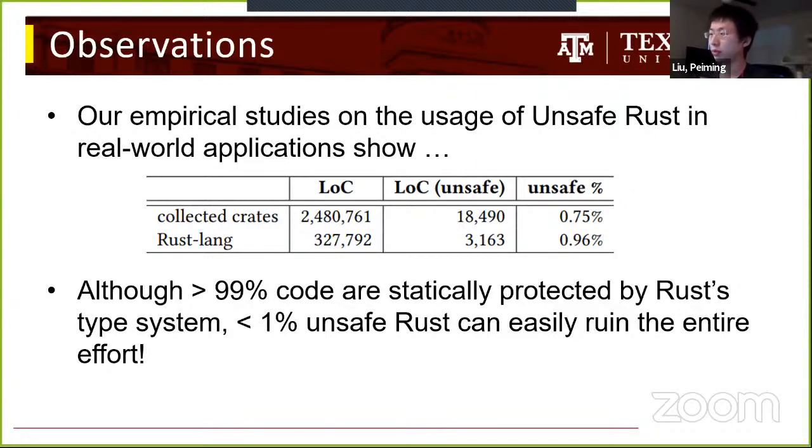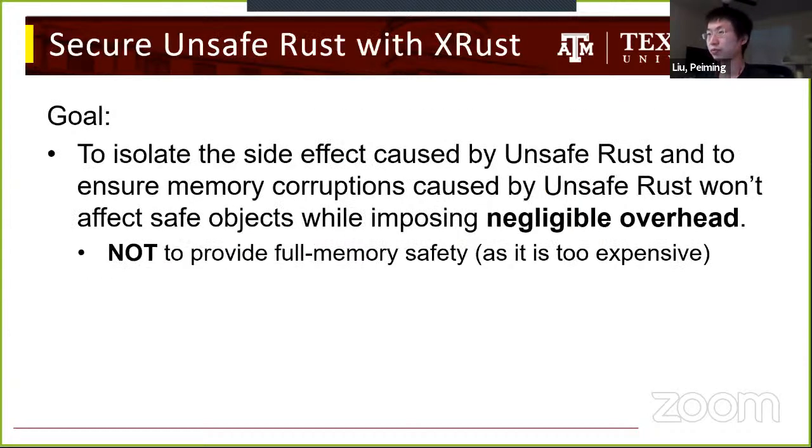However, although most of the code is statically protected by the Rust type system and is guaranteed to be memory safe, the 1% unsafe Rust can still lead to a huge security threat to the entire program, just like the example we presented in the previous slides, as Rust does not put any limitations on the execution of unsafe Rust.